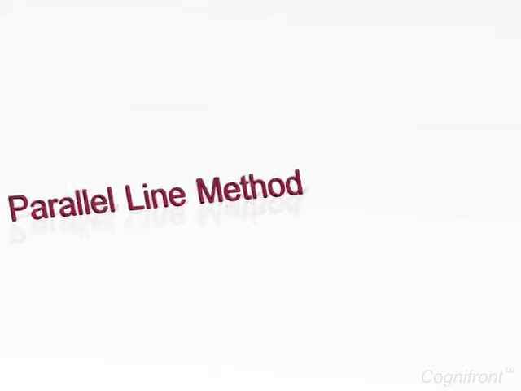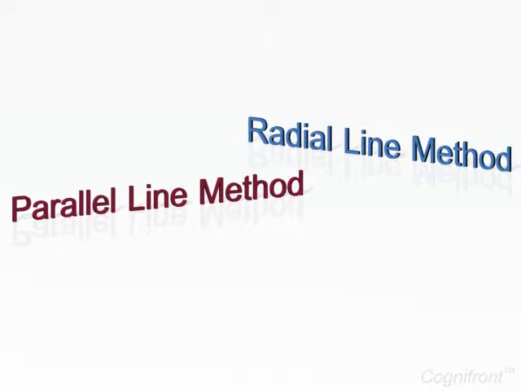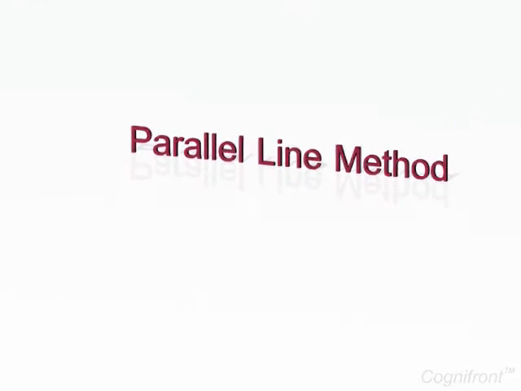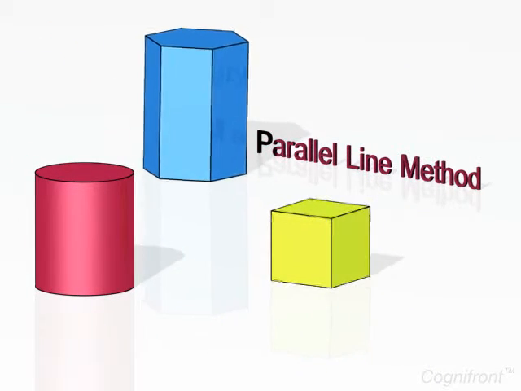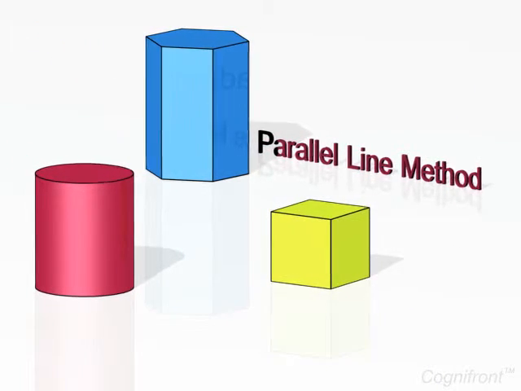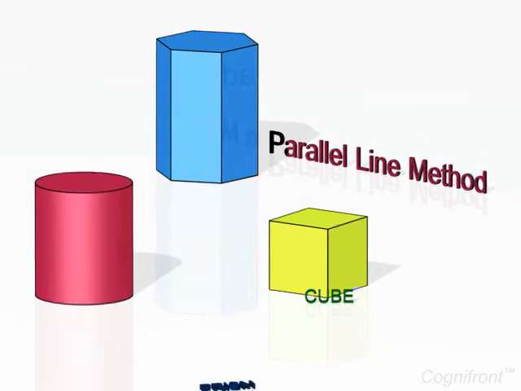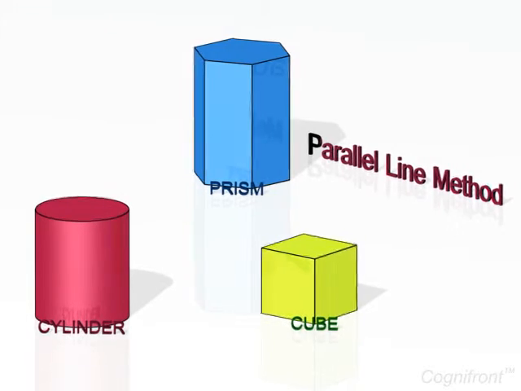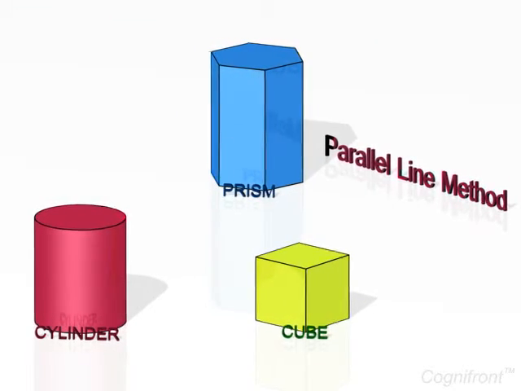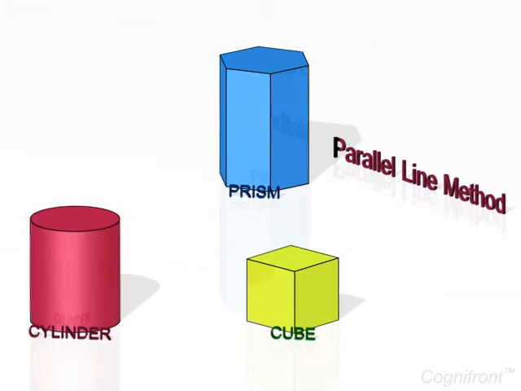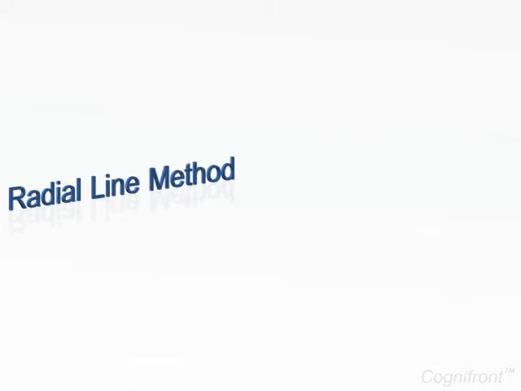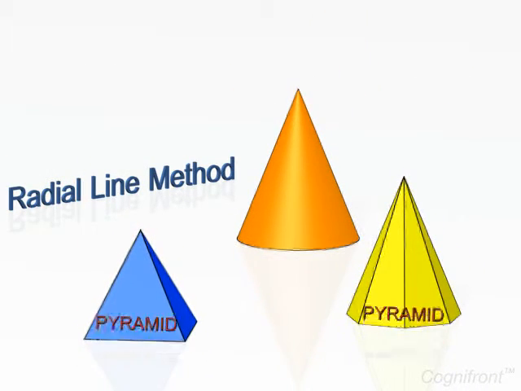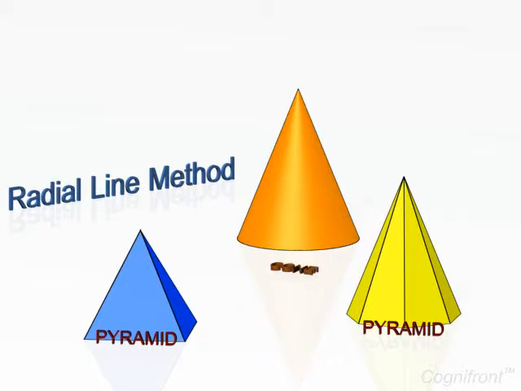There are different methods of surface development. The parallel line development method is used in surface development of cubes, prisms, cylinders, and objects having regular lateral surfaces. The radial line development method is used in surface development of pyramids, cones, and objects having slant edges and surfaces.